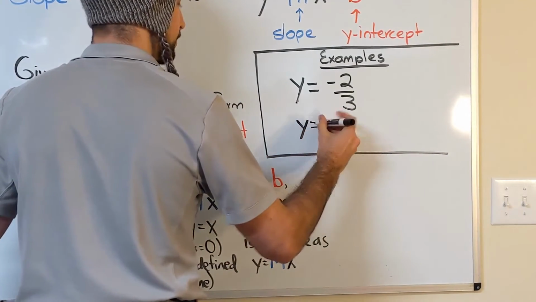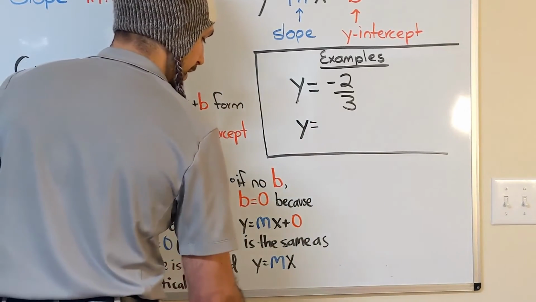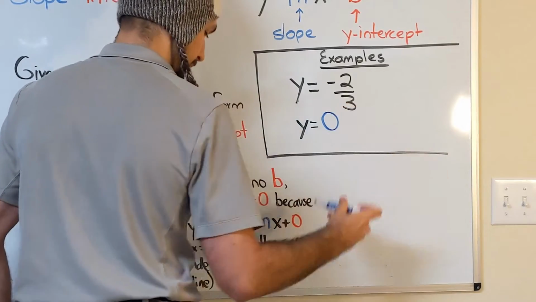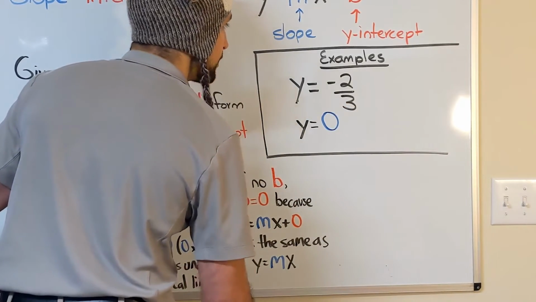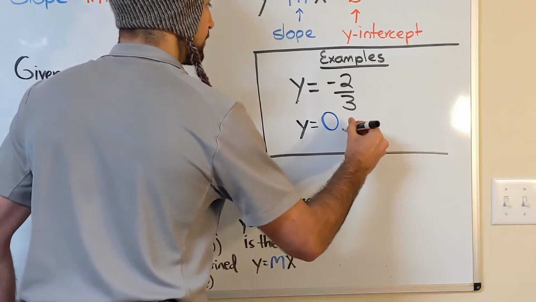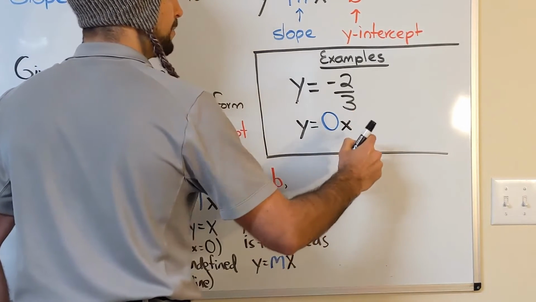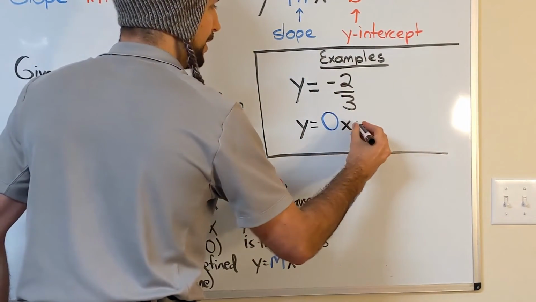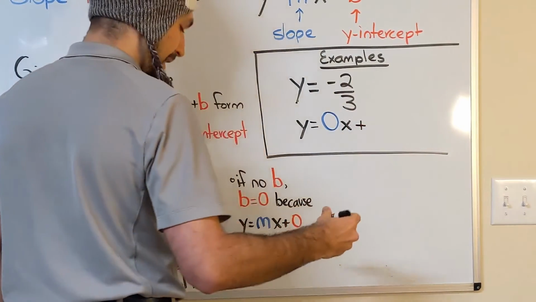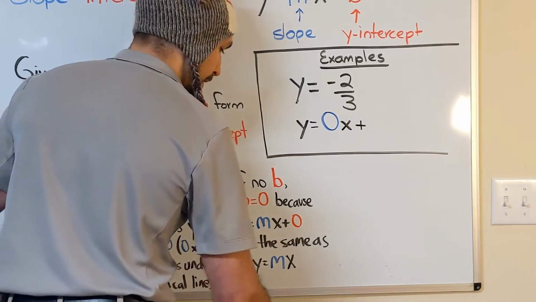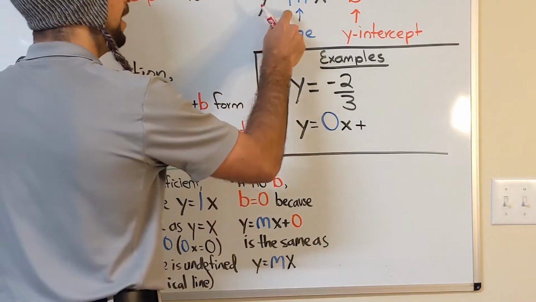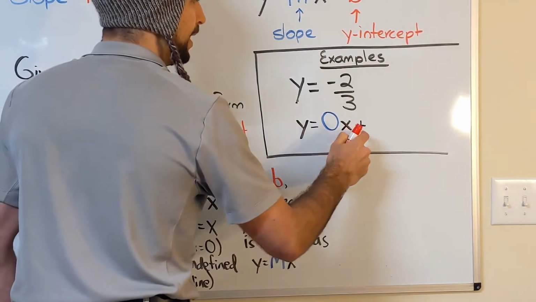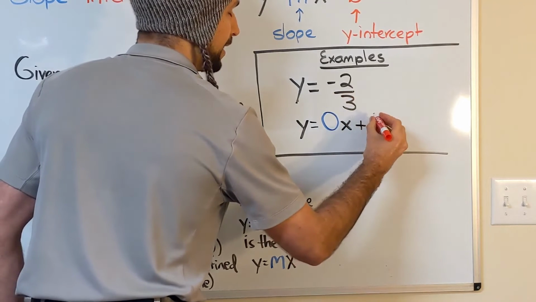y equals, well, to get that x to go away, we had to multiply it by 0. So we actually have 0x. You might be tempted to write minus 2/3 here, but I'm going to keep my plus sign here because I want to make sure that I get that negative sign in the right place. Because the standard form is always going to have mx plus whatever our y-intercept is. So we'd have to add a negative 2/3 to this to get negative 2/3.